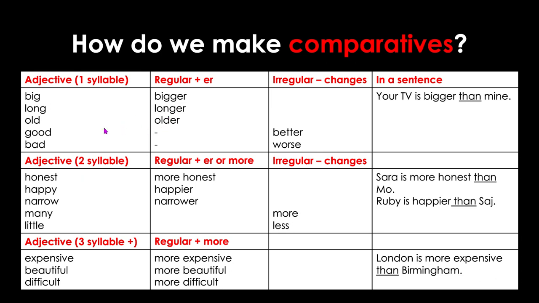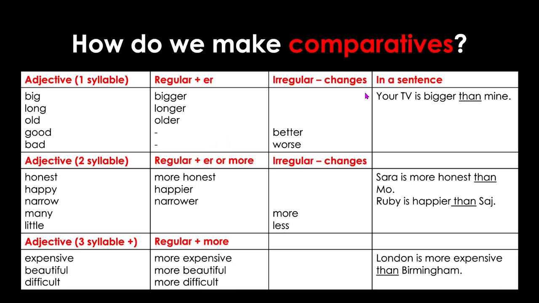Now, we do have some irregular adjectives. We can't say gooder and we can't say badder. That just doesn't work in English. So these ones are irregular. These change completely. Just like our irregular verbs in past tense, we need to learn these individually. So good becomes better and bad becomes worse.